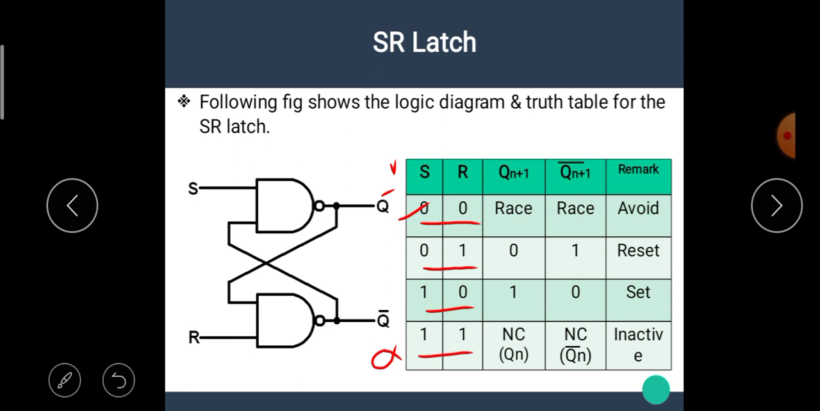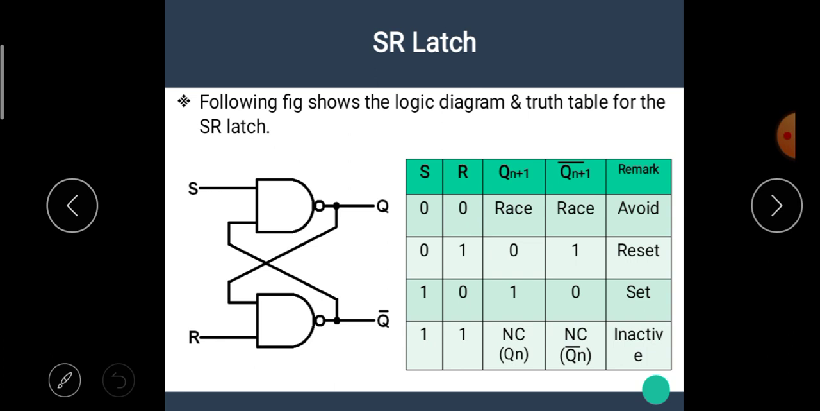But in the first condition, 00, we get both outputs forced to be 1 1, because we know that if any input of the NAND gate has value 0, then its output is forced to be 1. Similarly, the second NAND gate has input 0, hence its output is forced to be 1. Hence, a race condition occurs, and this race condition should be avoided. I hope you all understand the first combination.